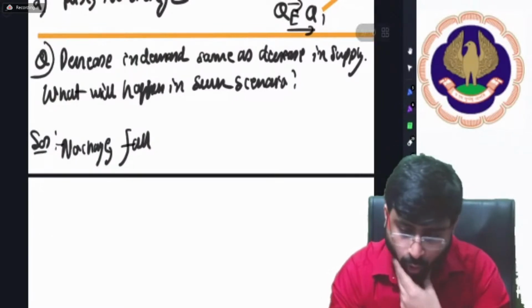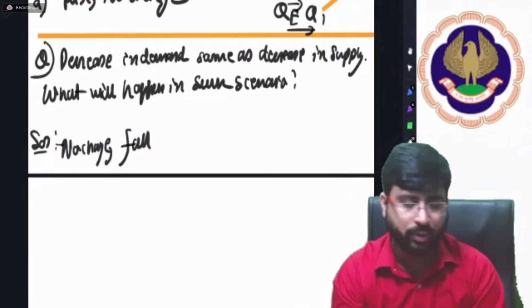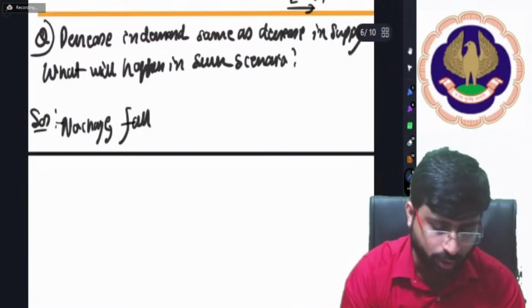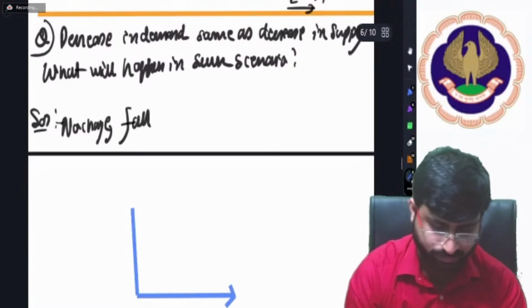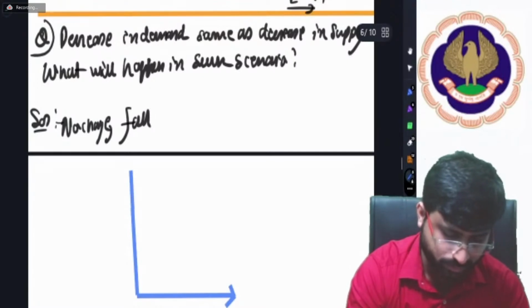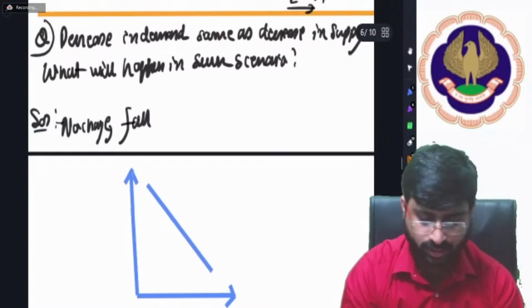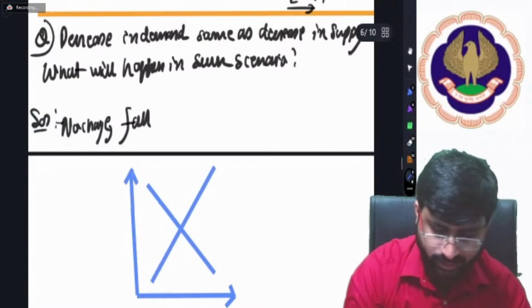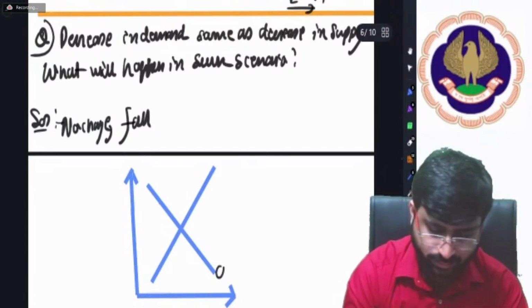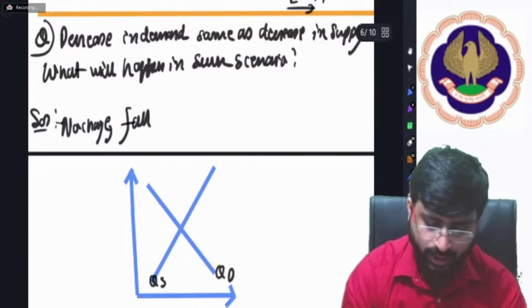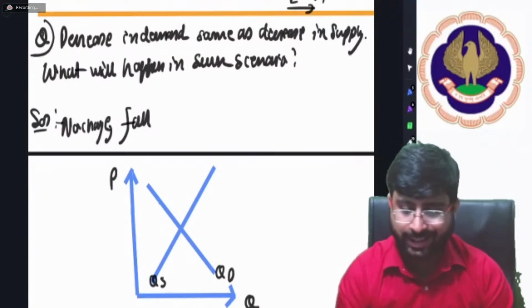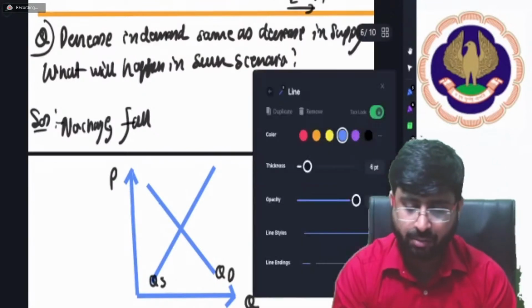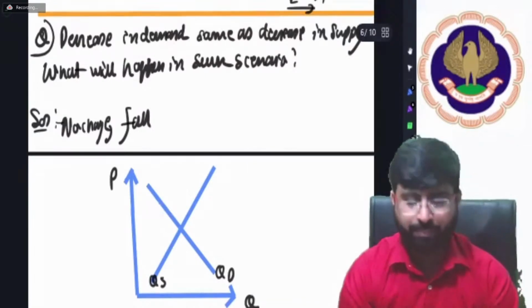Now, if you want me to show it to you, here it is. See, this is demand, this is supply. Okay, this is quantity, this is price. Now, both are declining by the same percentage.